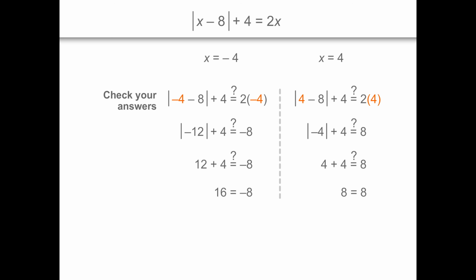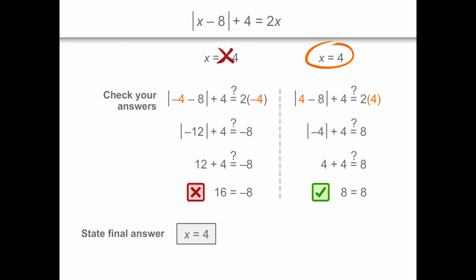The solution of -4 results in a false statement: 16 equals -8. However, +4 yields the true statement, 8 equals 8. -4 is discarded because it's an extraneous solution. It appeared during the process of solving, but is not a solution for the original problem. The final answer for this absolute value equation has only one value, x equals 4. In an absolute value equation, you must check answers to identify any extraneous solutions.